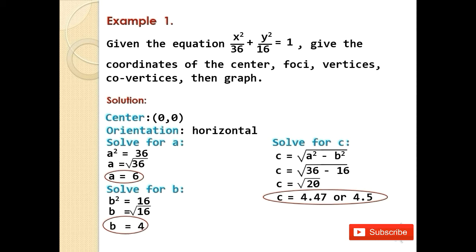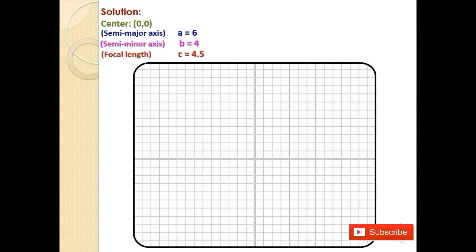Now that we know the value of our a, our b, and our c, and also the coordinates of our center, we can now sketch the graph of our ellipse. Now, since a represents the semi-major axis, and the value of our a is 6, we will count 6 units from the center to locate our vertices. And since the orientation of our ellipse is horizontal, we are going to locate our vertices in the left and right direction. So from the center, 0, 0, let us count 6 units. 1, 2, 3, 4, 5, 6.